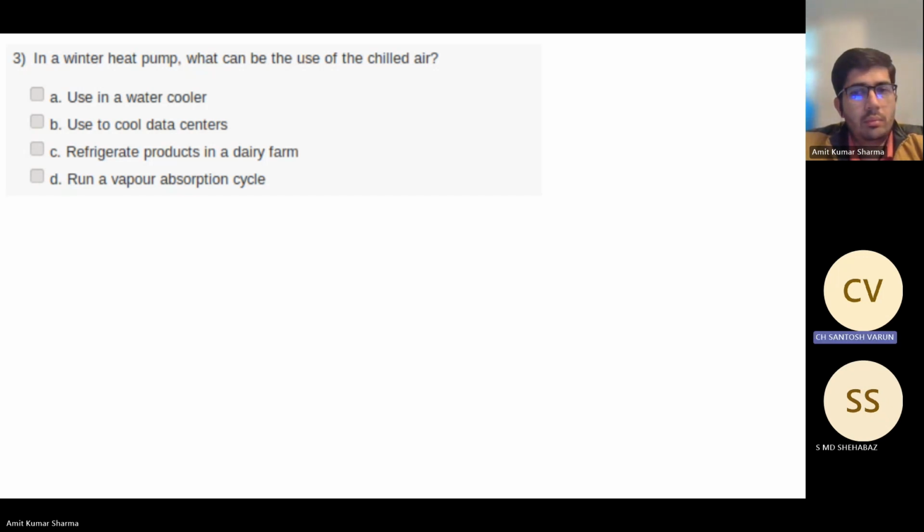Can it be option C? Option C, refrigerate products in a dairy farm. Yeah, it seems correct. Any other answer?